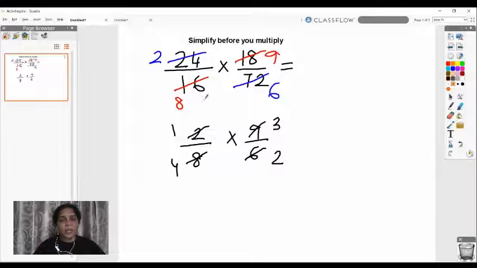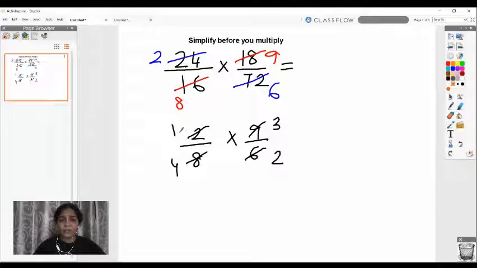Now if you see, previously I paired the 24 and 72 crossways. But here I am pairing the top and the bottom right there. However, the only criteria is you have to take a number from the numerator, take a number from the denominator, pair it, use the same table and reduce it.